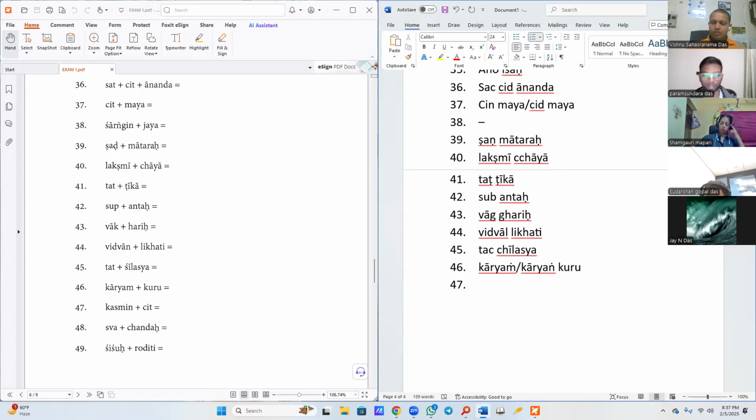Then 47, Kasminchit becomes Kasminchit. Swachandah becomes Swachandah. Shishuhu Roditi. Okay, this is interesting. I think this would be wrong for most of you. I believe it. 49 will be, good, Shishu with a long U and Roditi. How many of you did this right? 49th? Anyone?